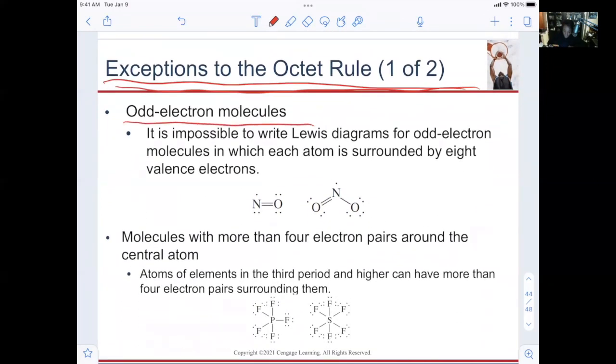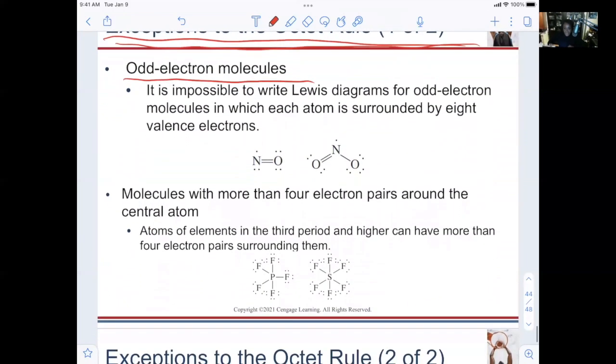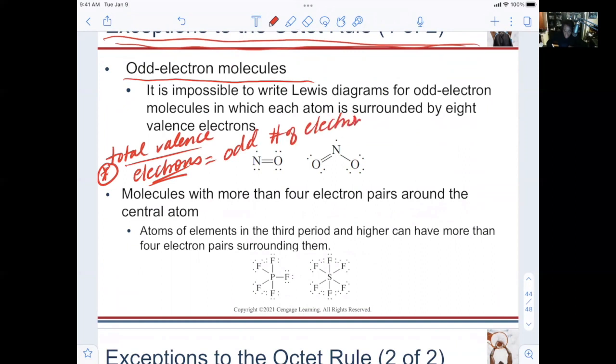Example, odd electron molecules. When we start working on the valence electrons and the Lewis structure rules, and you try to find the total valence electrons, which we'll talk about in the next chapter, if you end up with an odd number of electrons, this means whatever molecule you're building will never, ever obey the octet rule, because the minimum requirement for obeying the octet rule is that you have to be working with a total of an even number of electrons.